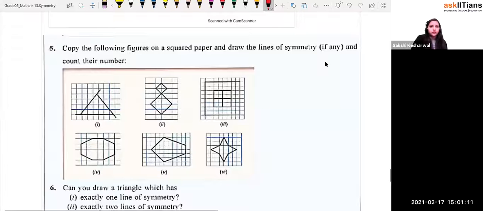What the question says is, copy the figure on the square papers and draw the lines of symmetry, if any. Then count the numbers. So this one is symmetric about any one? You just see, this is what, a scalene triangle, right? Looks like a scalene triangle, like 1, 2, 3, 4, 1, 2, 3, 4. No, this one is a scalene triangle.